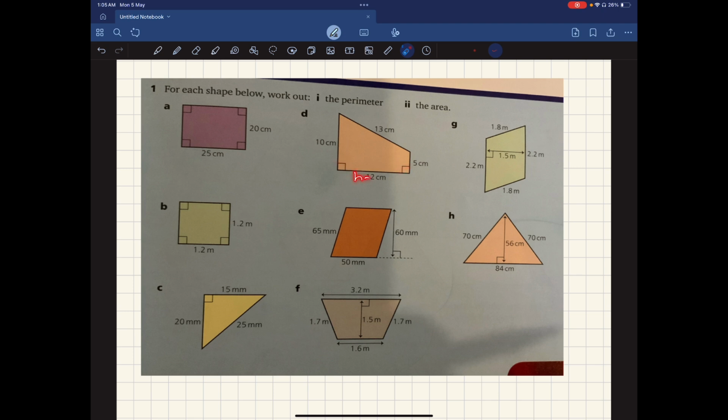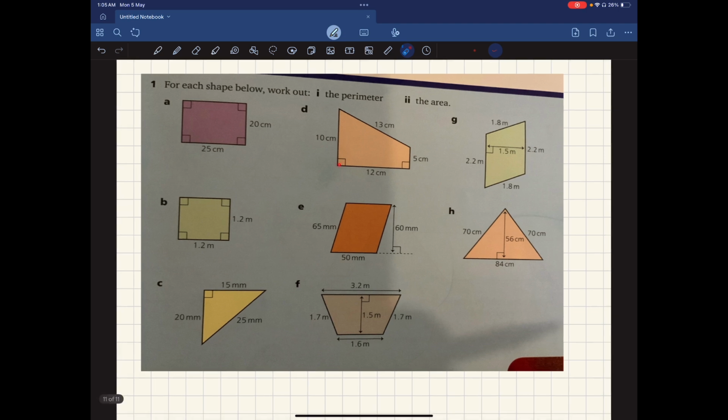So 12 is going to be the height. What is the area of the trapezium going to be? Half into the sum of parallel sides, which is 10 plus 5, into 12. This is going to be half into, first we're going to add them together, 15 into 12, right? And then you're going to solve it, and so on and so forth. What is the perimeter? It's 12 plus 5 plus 13 plus 10.